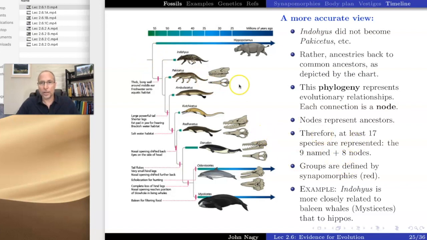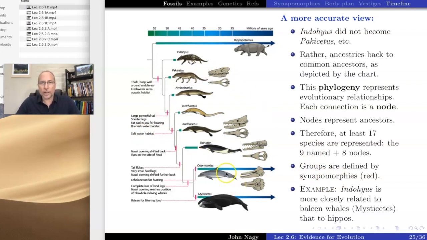So what we're looking at here are at least 17 different species that are represented on this chart. There's actually more than that, because each one of these lineages represents a number of different species that have gone extinct in the past. So these groups, every single one of these groups is defined by synapomorphies, and they're marked here in this chart in red, and they're labeled. Okay, so that's the point.